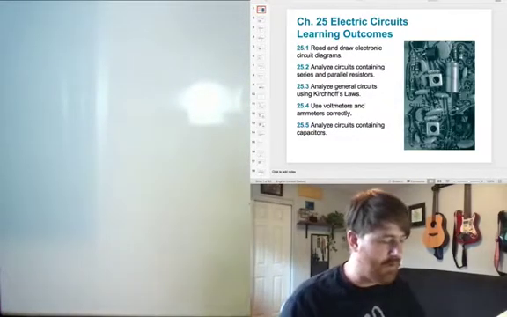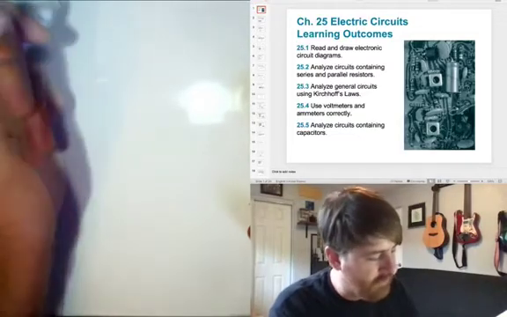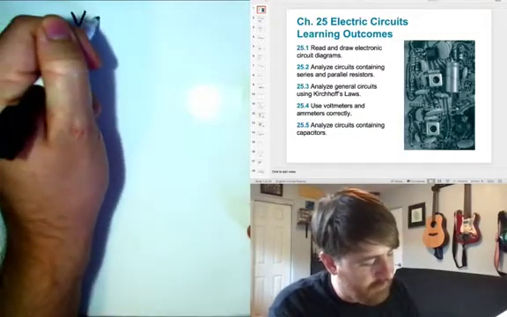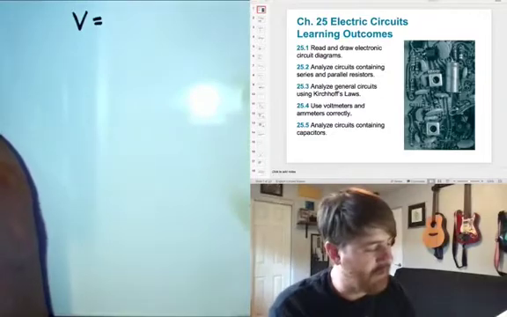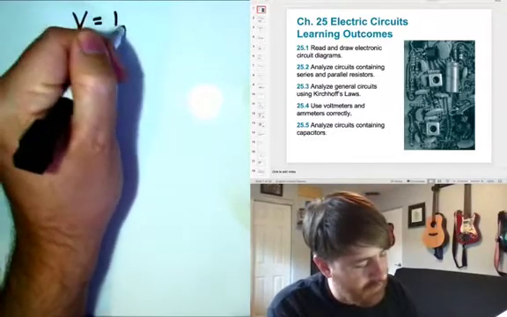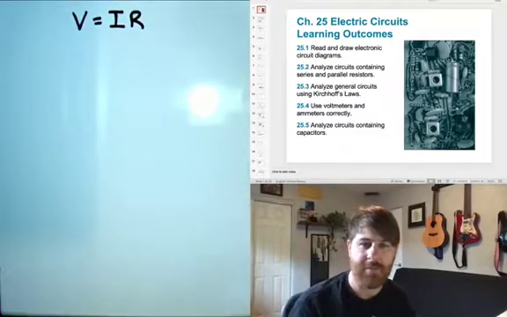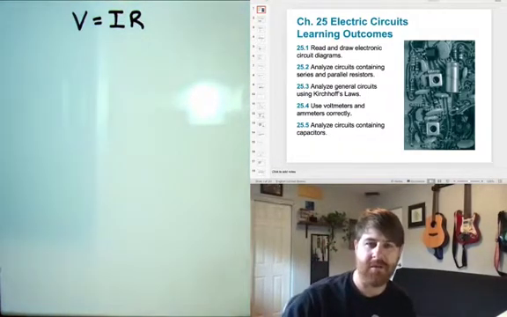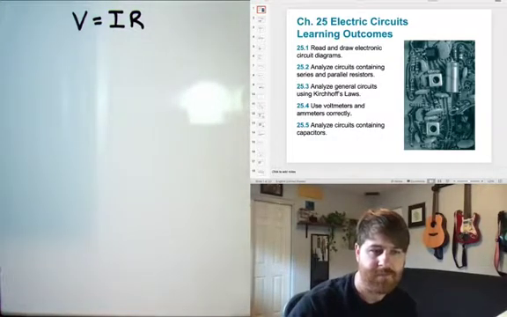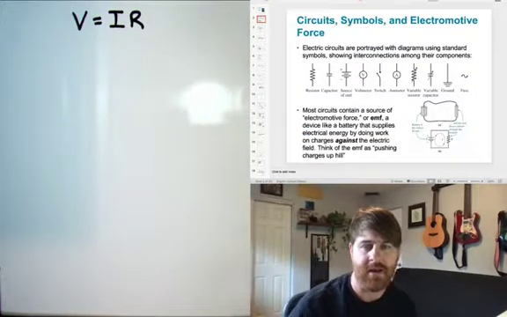And we already know Ohm's law from the previous lesson, which says that the voltage across a circuit element is the current through the circuit element times its resistance, if it's an ohmic device following Ohm's law. Okay, so let's move to the next slide and talk about circuits.